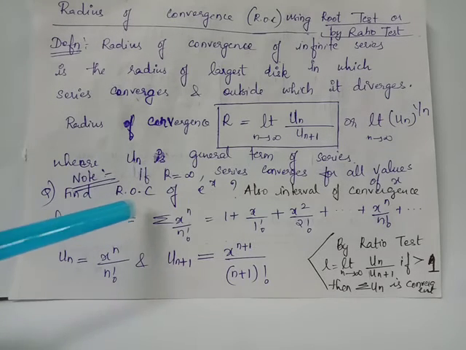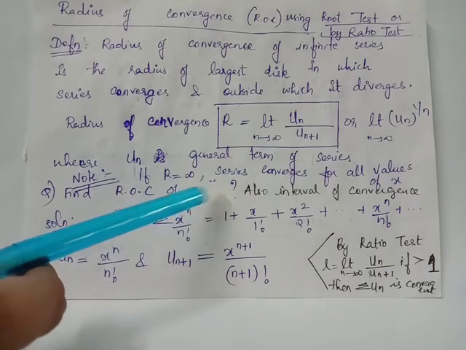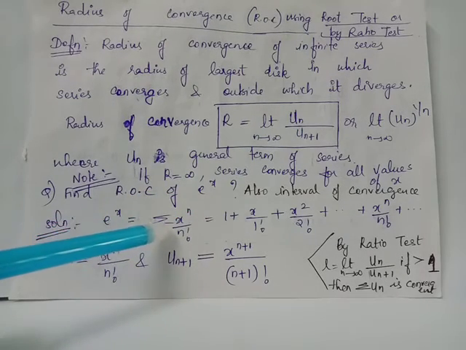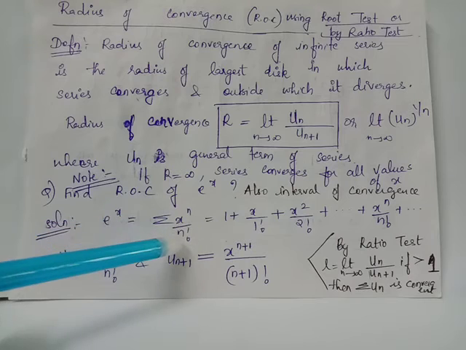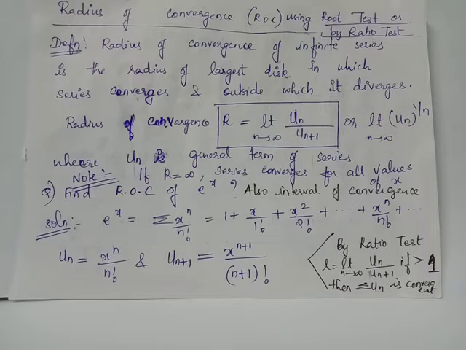Find out the radius of convergence of e raised to x. We have e raised to x can be considered as equal to summation x^n by n factorial. That is, e raised to x has the infinite series expansion 1 plus x by 1 factorial plus x squared by 2 factorial plus etc. plus x^n by n factorial plus etc.